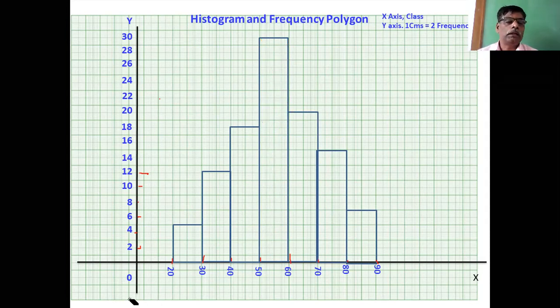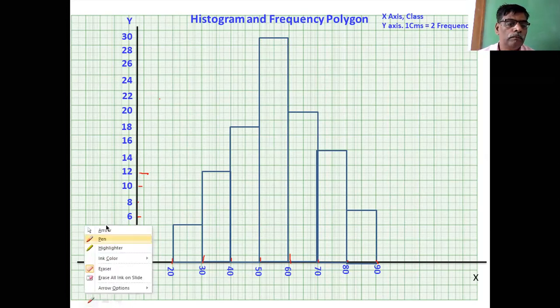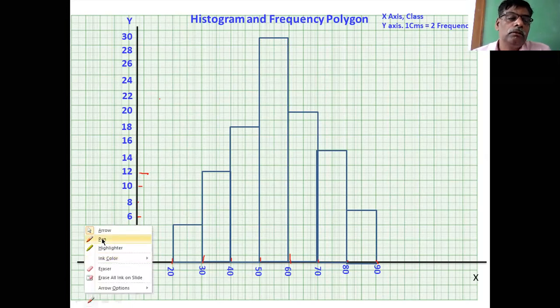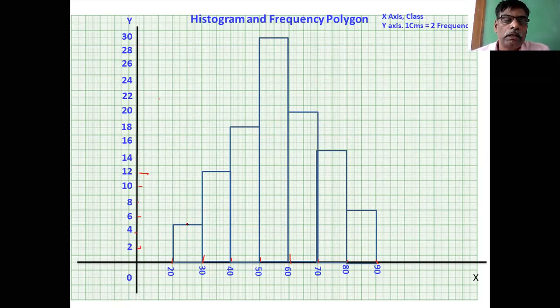Okay. Then second, they ask to show the frequency polygon. For a frequency polygon, you have to mark the midpoint of each rectangle. The top side of each rectangle is to be marked at the center. Okay, you see here. The first rectangle is to be marked at the center.